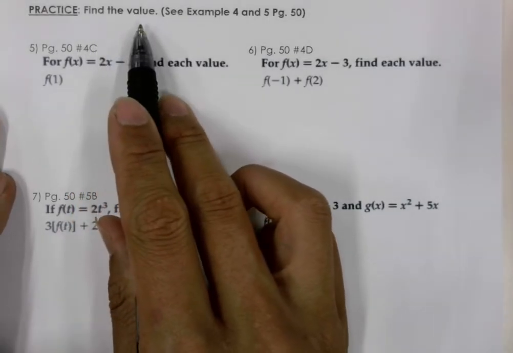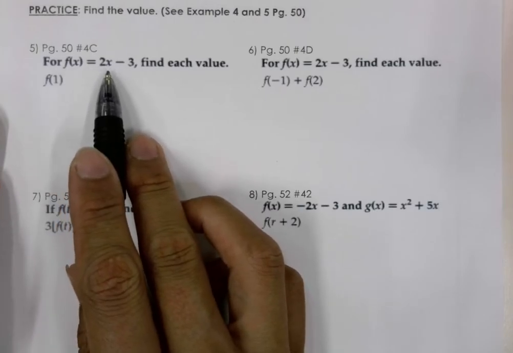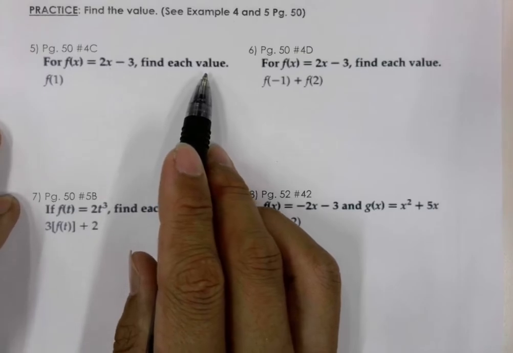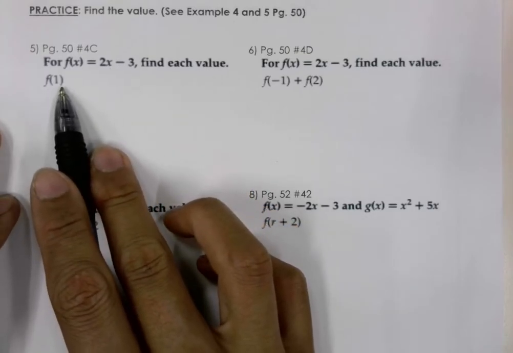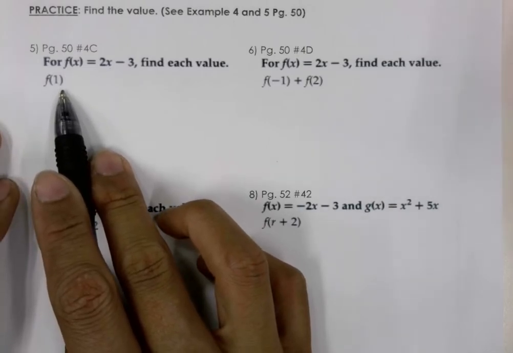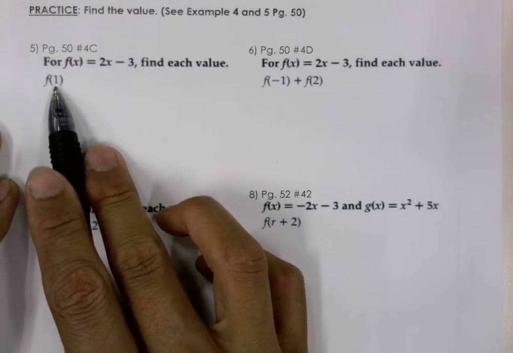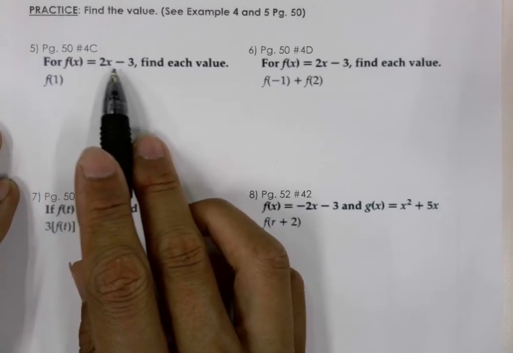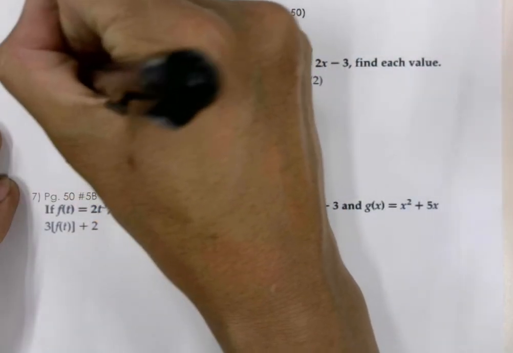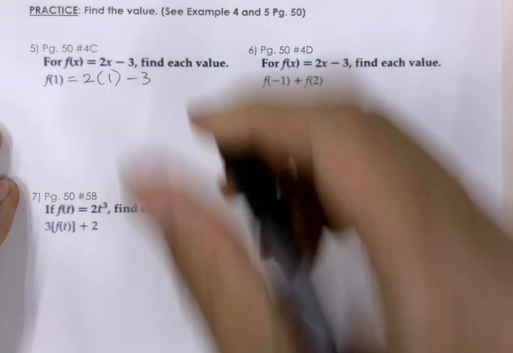Find the value. For f of x is equal to 2x minus 3, find each value. F of 1. Now f of 1 means we are going to substitute the value of 1 for x in the function. So f of 1 is equal to 2 times (1) minus 3.